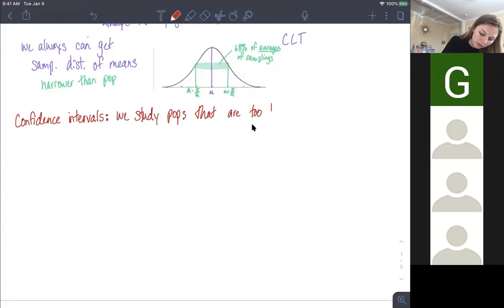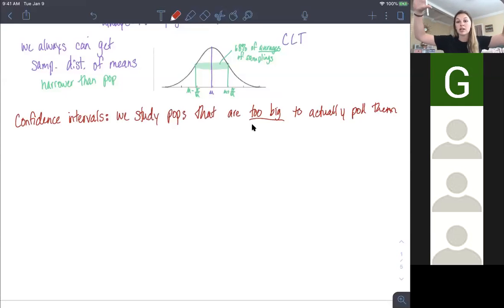And when I say too big, what I mean by that isn't like, oh, lower your scope, you can't know about all men in the United States. No, what I'm saying by too big is that they're too big to know everything about, like to actually ask them all. I'll say poll them. They're too big to actually poll. And therefore, we're going to have to make guesses about the population because we don't even get a whole set of population data to begin with.